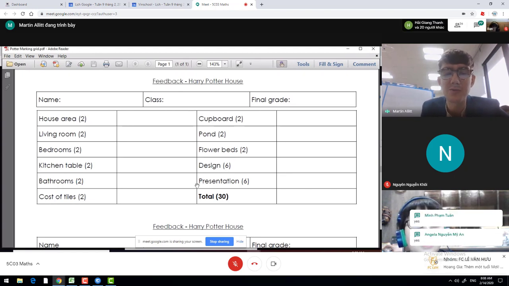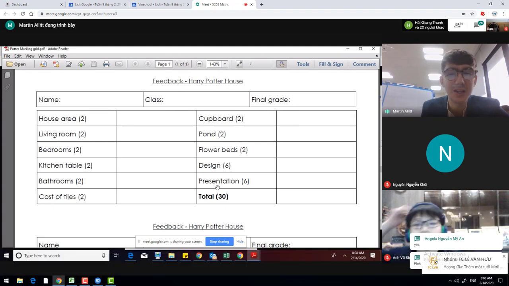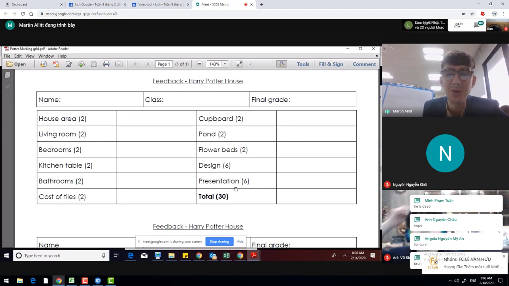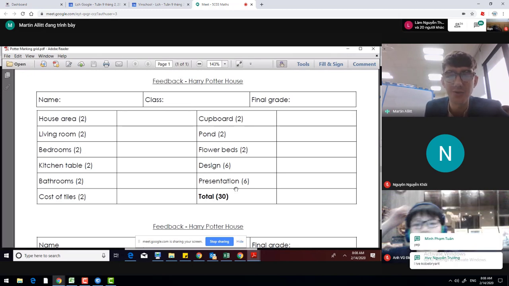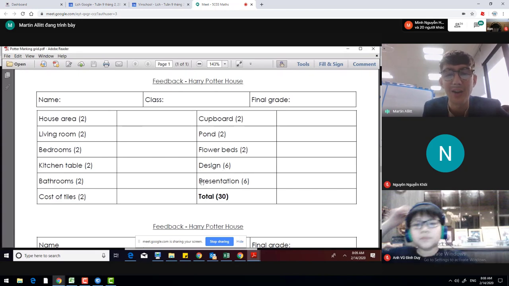And then there's 6 marks for presentation. So this is about how careful you have been. How carefully have you drawn the lines? How beautiful have you made it? How straight are your lines? How well is it designed? How neatly is the writing done? So this is about neatness, about taking care over your work.